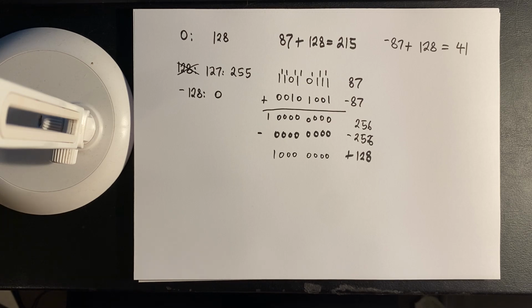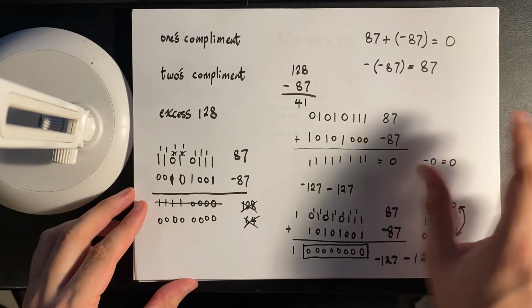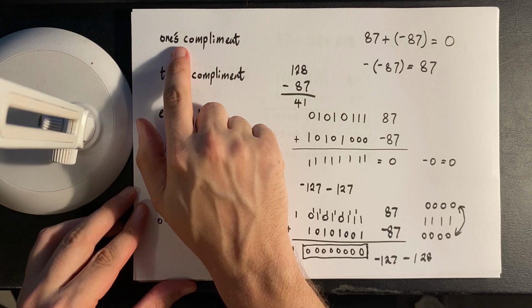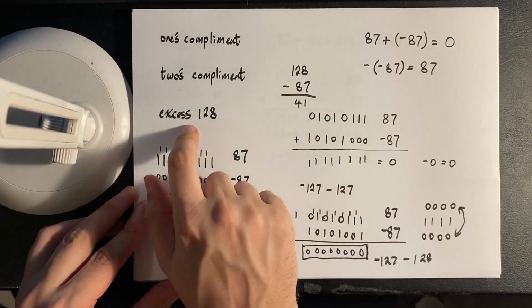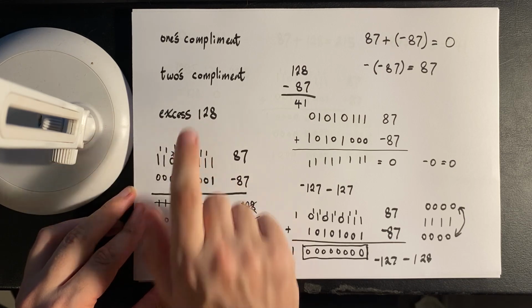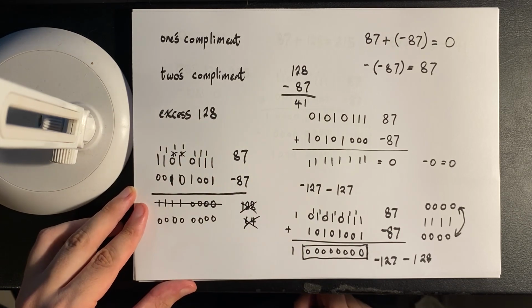So there we have it. That has just been a brief overview of binary systems. Today we looked at 1's complement, just invert all the numbers, 2's complement, invert the numbers and add 1, and XS128, some funky business, to be honest with you.